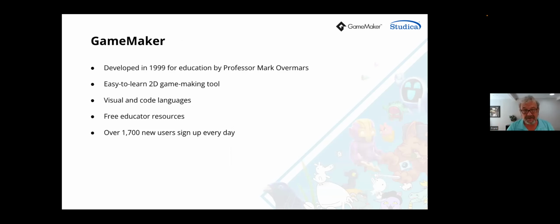GameMaker itself was developed in 1999 for education by Professor Mark Overmars. It's an easy to learn 2D game making tool. It uses a visual as well as a coding language. So young students can even do this through visual blocks. And then by connecting those blocks, they're able to use those. And I'll show you an example of that in just a minute.